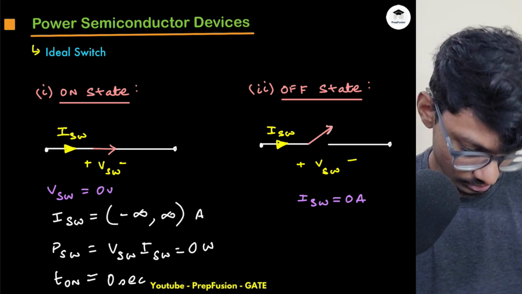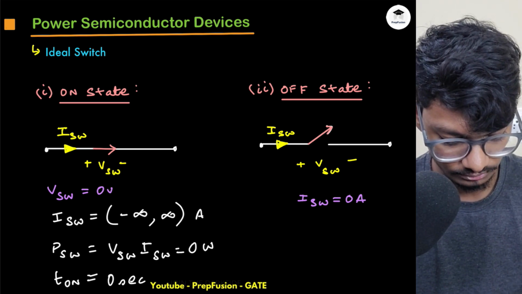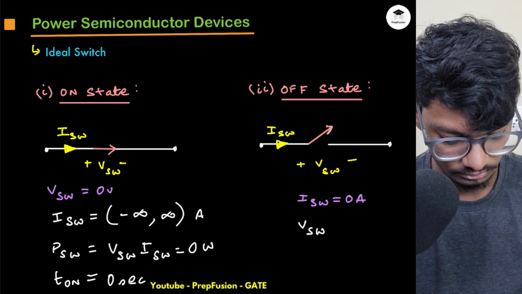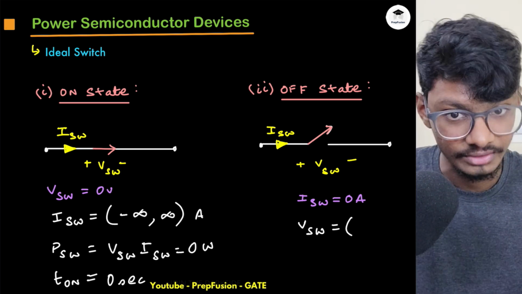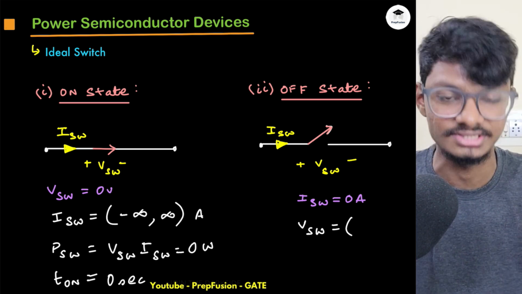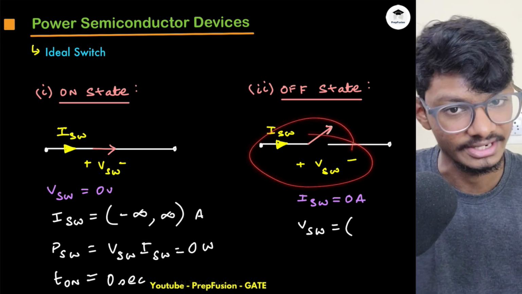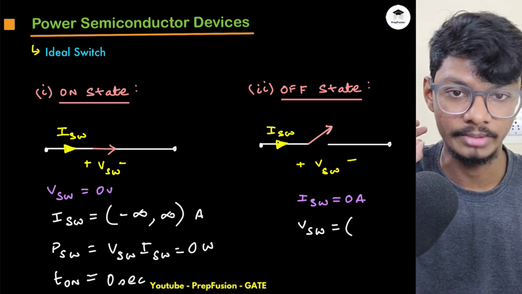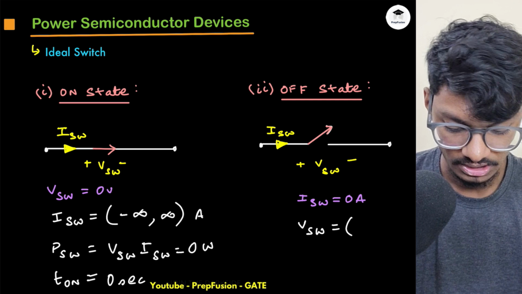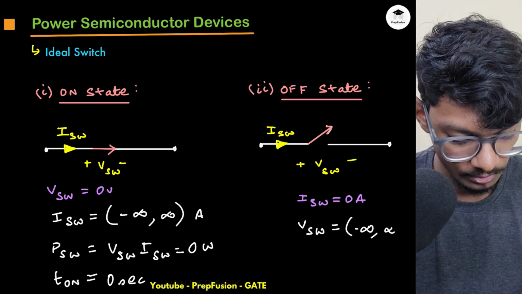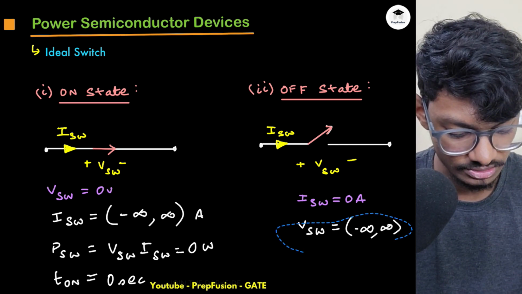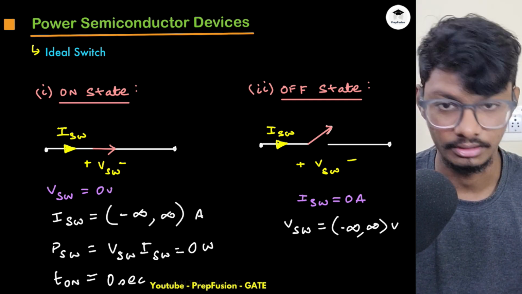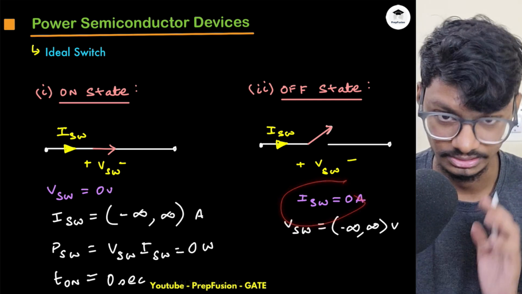I switch should be 0, and V switch can be anything: it should be able to block any amount of voltage across the switch, whatever the voltage is, I don't care. If I've opened the switch, it should be able to block any voltage, that is, the range is from minus infinity to plus infinity. It should not pass any current, whatever the voltage is. This is for the ideal mechanical switch.